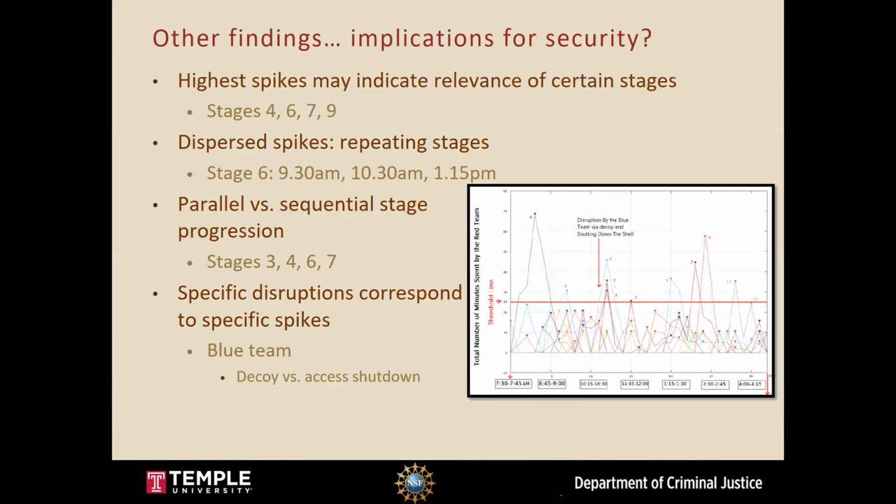Some other things that we thought were very, very interesting, for instance, certain stages had spikes repeatedly. So stage 4, 6, 7, for instance, you see spikes happening earlier on, middle of the event, and towards the end as well. You had dispersed spikes, right? So stage 6, for instance, again, had 3 spikes across the event.